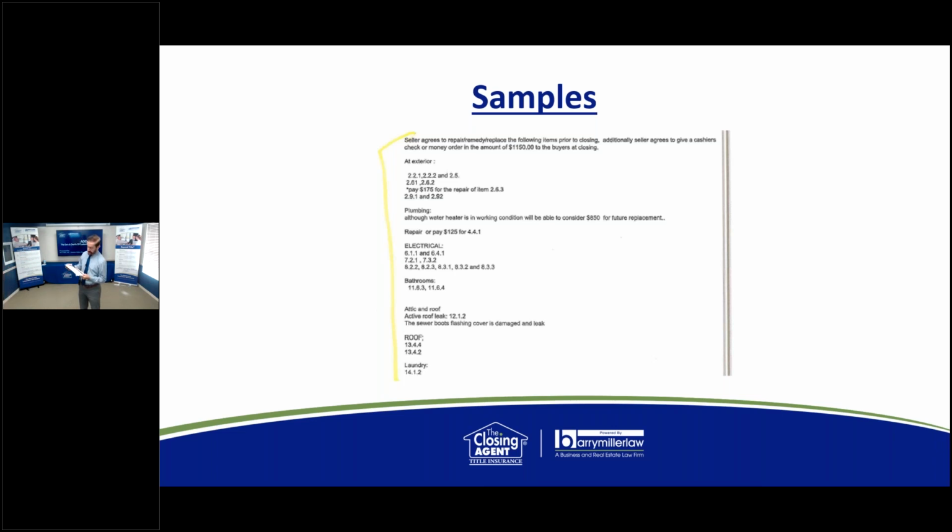Seller agrees to repair, remedy, replace the following items prior to closing. Additionally, seller agrees to give a cashier's check or money order in the amount of $11.50 to the buyer at closing. And then it says all interior, and it's got a bunch of numbers, plumbing. And then it says, although water heater is in working condition, will be able to consider $8.50 for future replacement. I don't know what that means.